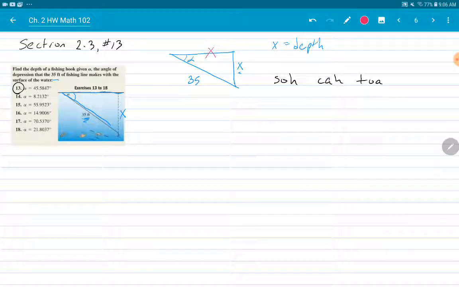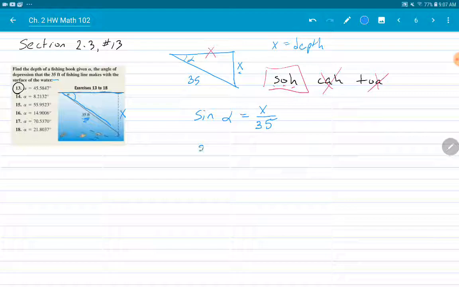So if I don't have adjacent, I can't use cosine, I can't use tangent. That leaves me with sine. So that's sine of alpha equals opposite, which is the x, over hypotenuse, which is the 35. Those are the three pieces I want. And in each of these problems, I'm given alpha, and the thing I want to solve for is x.